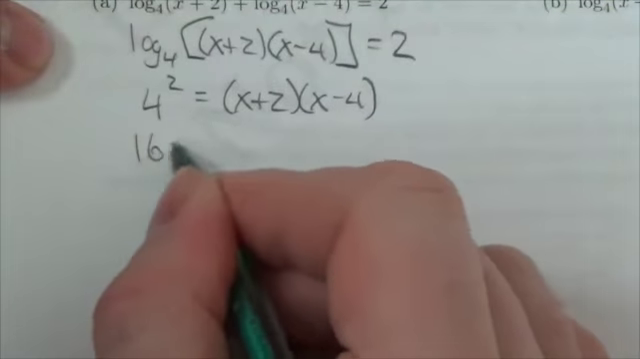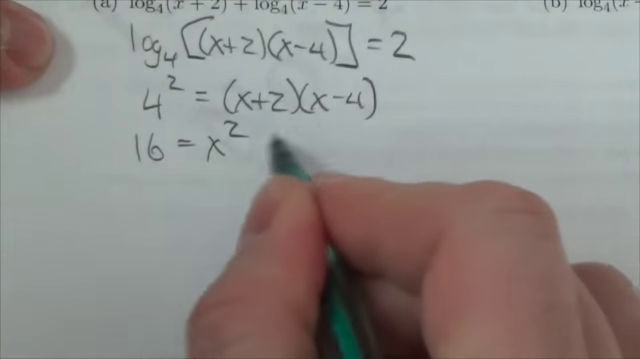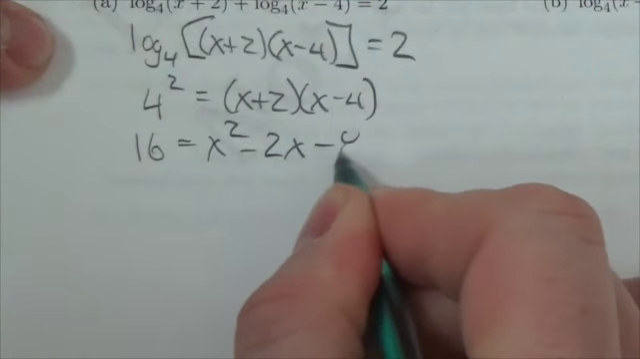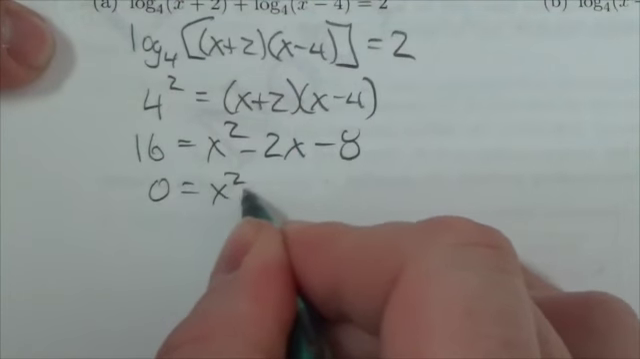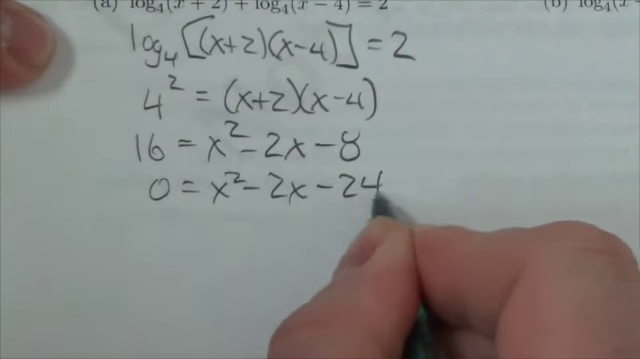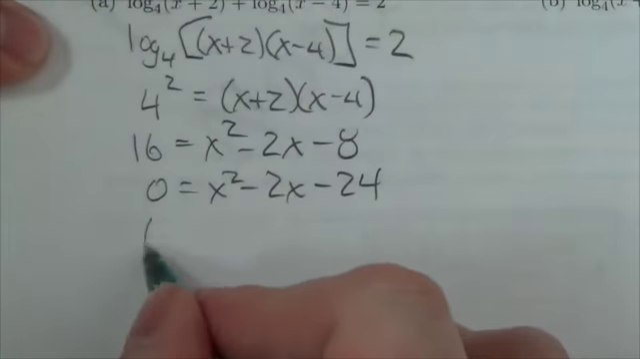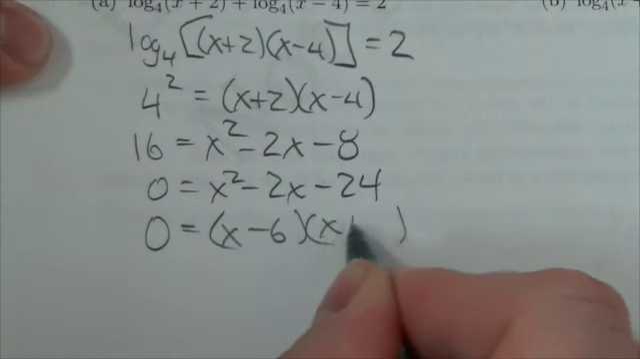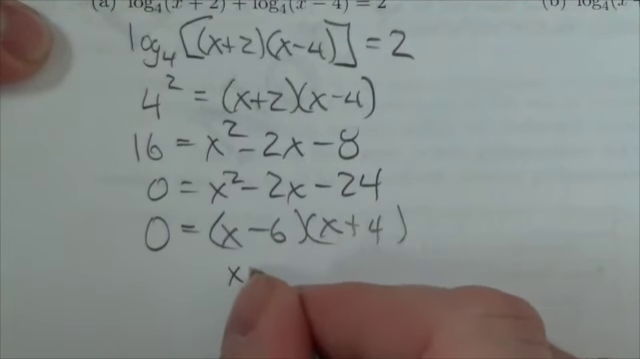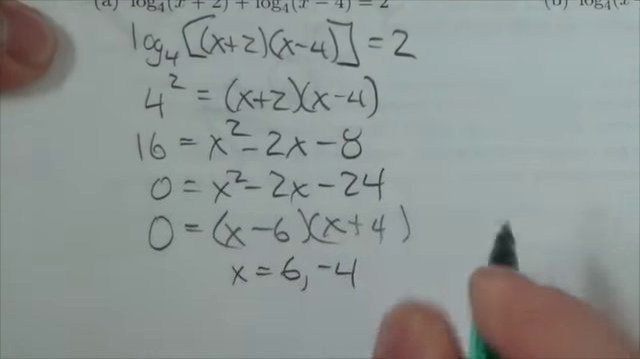I'll expand this out. This is 16 is equal to x squared minus 2x minus 8. I'll bring the 16 over, so I'll get x squared minus 2x minus 24. Now it's a quadratic. I'm going to factor this and I'll get x minus 6, x plus 4. So my solution is either going to be positive 6 or negative 4.